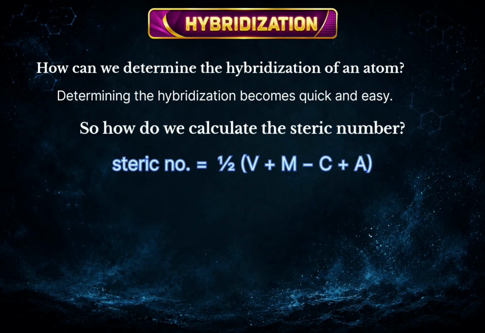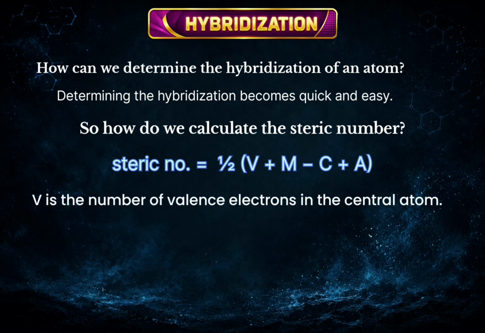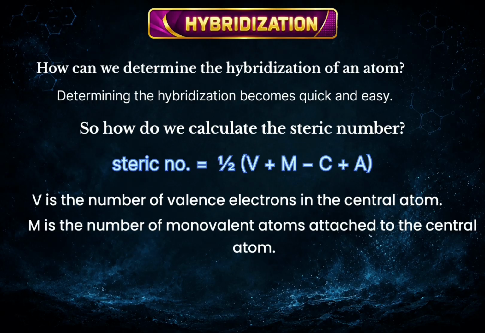Steric number equals 1/2 multiplied by (V + M − C + A). Now let's understand what each letter represents. V is the number of valence electrons in the central atom. M is the number of monovalent atoms attached to the central atom. Monovalent atoms are atoms that usually form only one bond, such as hydrogen, fluorine, chlorine, bromine, and iodine.